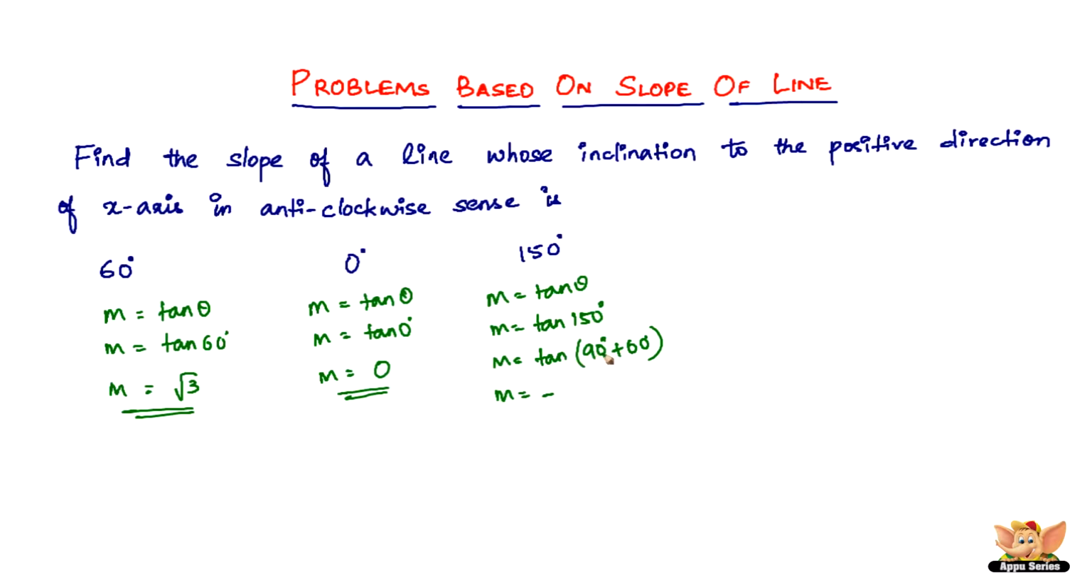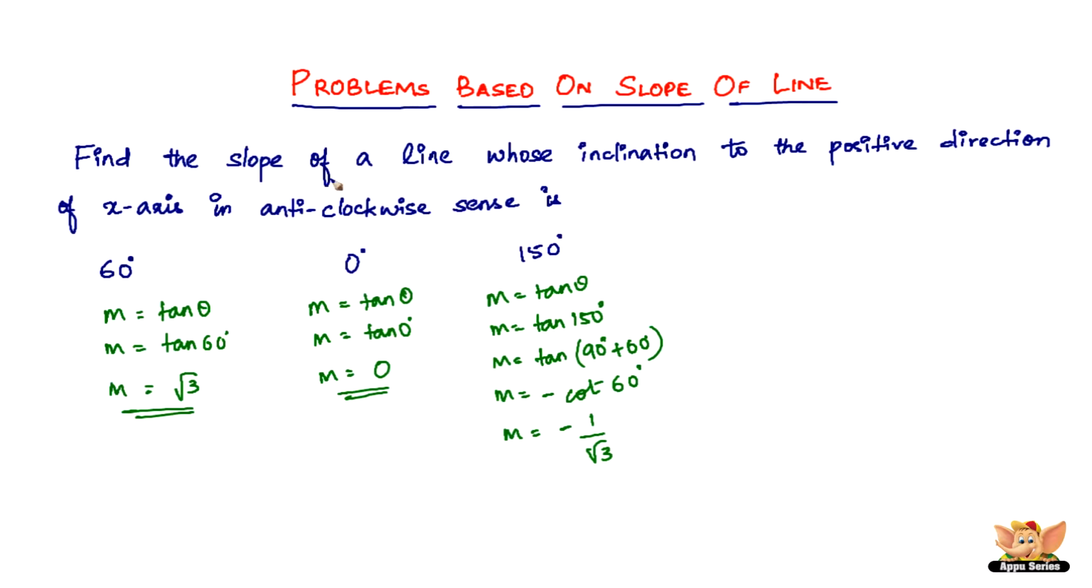And 90 makes tan cot, so it is minus cot of 60 degrees. All right, so what is cot 60? Tan 60 is root 3, so cot 60 is going to be 1 by root 3. It will be negative of 1 by root 3. The slope is minus 1 by root 3 in this case. All right, and we have another one to solve before we conclude this problem and this video.